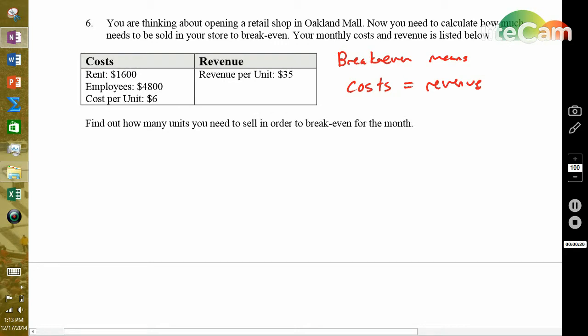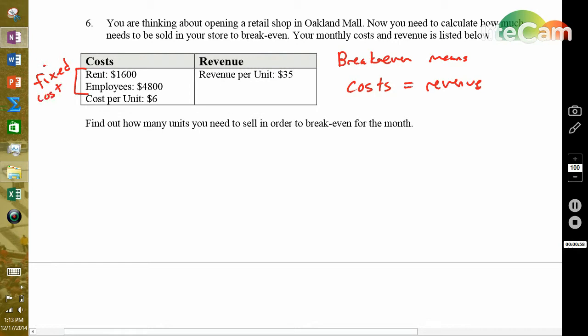So we are given costs and revenue in this table here. Some of your costs are rent, employee costs, we're hiring people and paying people to work there, and then cost per unit. The rent and the employees are costs you must pay every month no matter what. So this is your fixed cost. These two are your fixed cost.